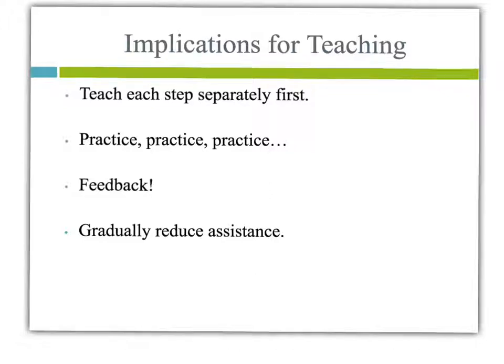And now we'll end with some specific implications for teaching. Teach each step separately first as pieces of declarative knowledge. They have to have each step memorized if it's to become automatic and they are to become good at the procedure. Next is practice, practice, practice. We often don't give students enough time to practice procedures so they can truly become good and automatic at it. Feedback. Feedback is so essential. You should give feedback at each opportunity of practice. And finally, gradually reduce assistance. This way they'll have to rely on their own skills and abilities until it becomes automatic.